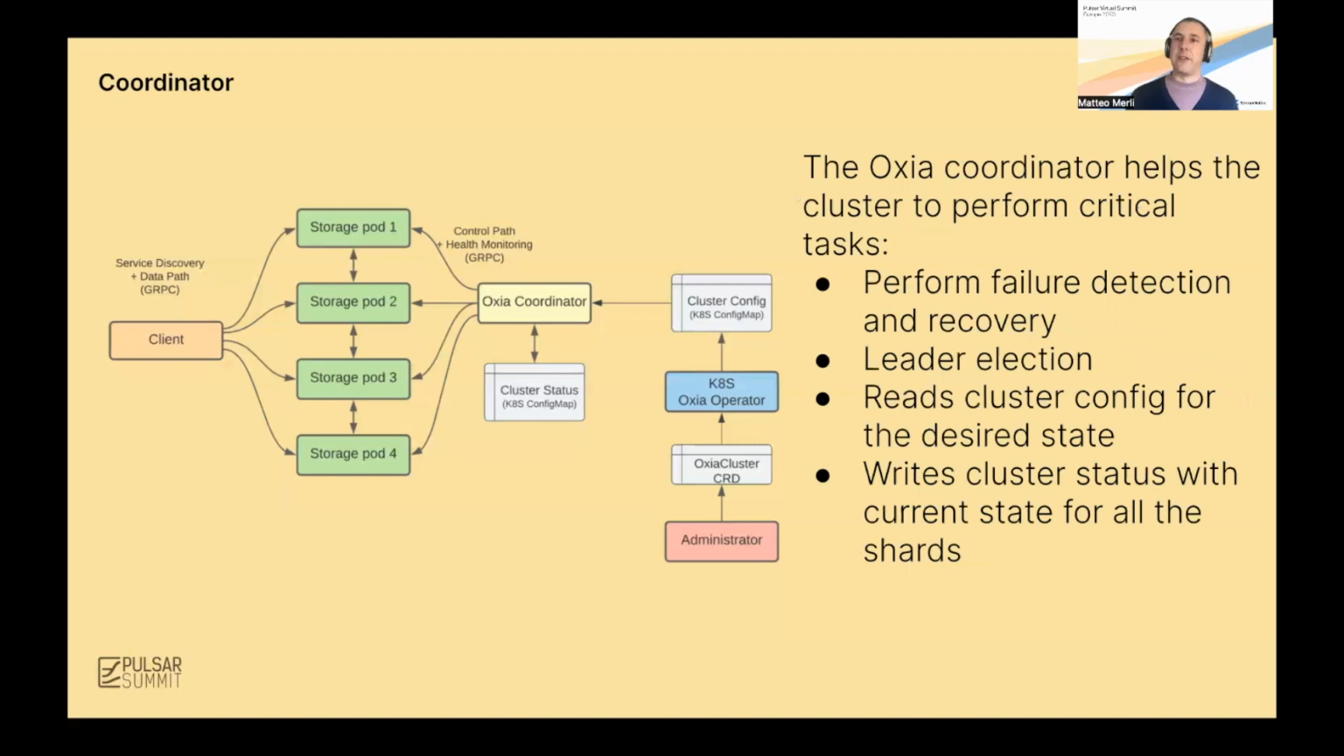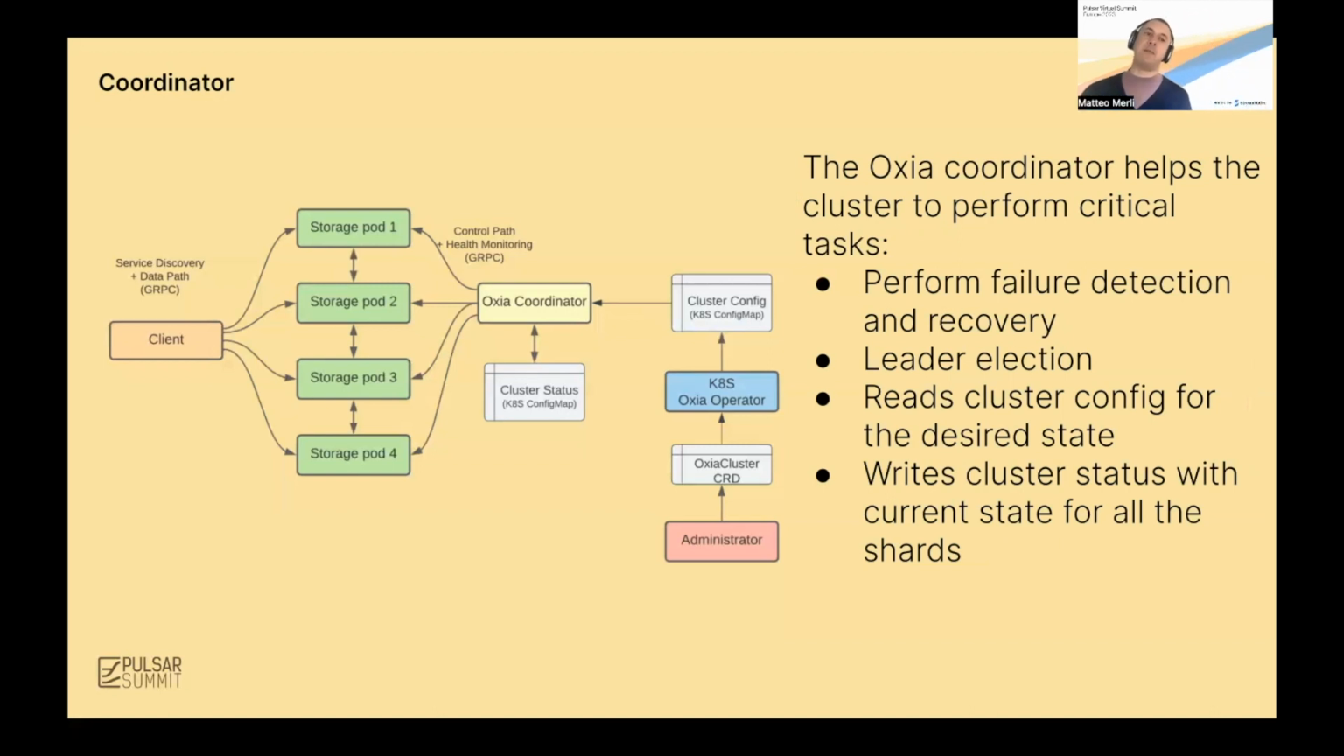Next one is the coordinator. The coordinator is kind of unique to Oxia, but essentially it is a single process that performs the control plane and the health monitoring of the storage pods. When it detects that a storage pod has failed, if this storage pod was the leader for some of the shards, the coordinator will initiate the leader election. It will also initiate a cluster rebalancing if you change the shape of the cluster.